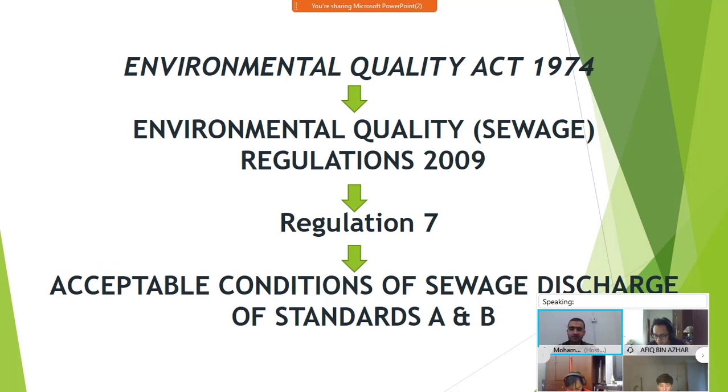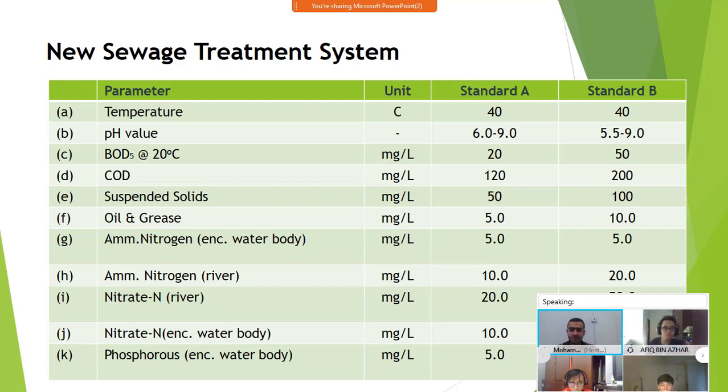So at the top of the pyramid is the Environmental Quality Act of 1974. After that came the Environmental Quality regulations for sewage in 2009. From this regulation we have regulation number 7, which talks about the acceptable conditions of sewage discharge of standards A and B. Now we will have a look at these standards A and B. Let's have a look here.